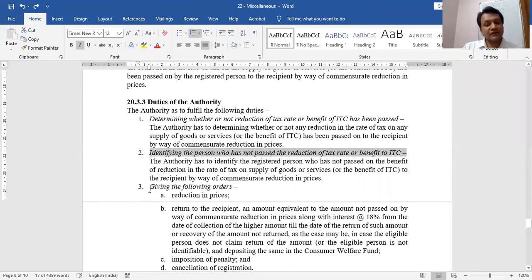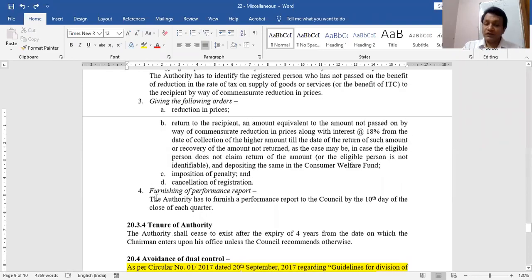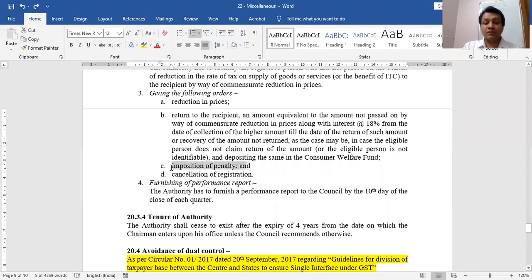Third, this authority can give different orders. Orders related to what? This authority can pass an order to any producer to reduce the prices. So this authority has the power to give orders related to reduction in prices, returning the eligible amount to the recipient, and imposing the penalty, and this authority can even cancel the registration of the producer. This authority has so many powers.